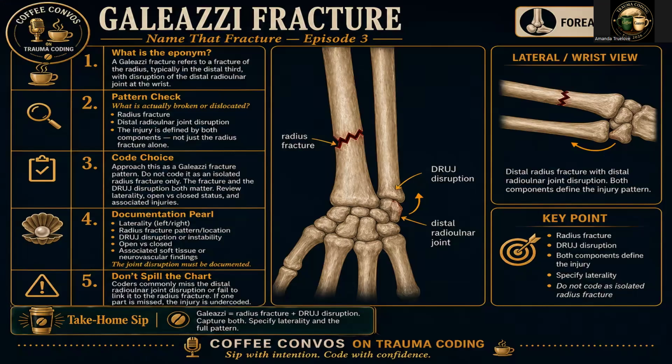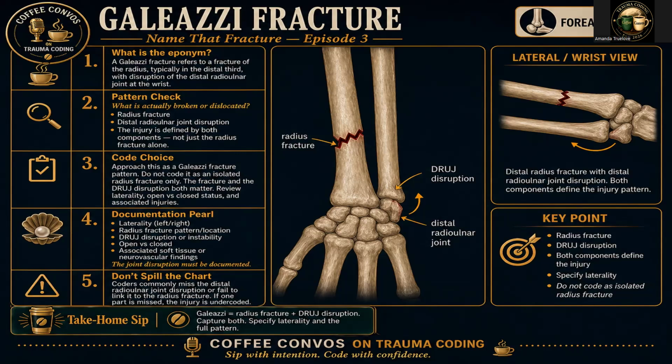All right, let's move into our second eponym for this session, which is Galeazzi. And that eponym fracture is classically a radius fracture with distal radioulnar joint disruption. Boy, that's a mouthful. Now, here we have another injury that is going to teach coders not to stop with the fracture alone. Instead, we want to do that quick pattern check and ask what is actually broken or dislocated.